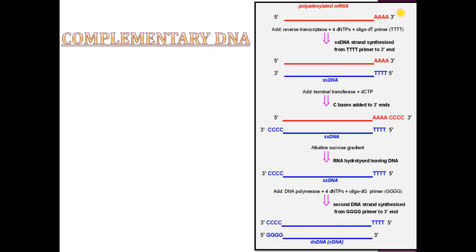Again, the same thing. We have isolated a messenger RNA with the poly A tail, and that will be acted upon by the reverse transcriptase enzyme in the presence of deoxynucleotide triphosphate, and we get a double-stranded copy of DNA, that is complementary DNA.